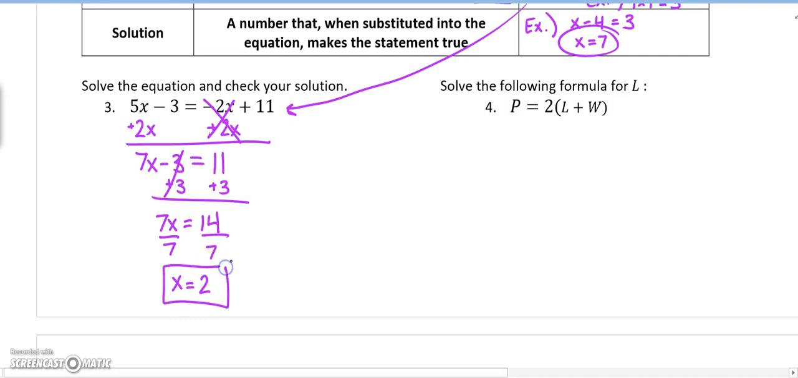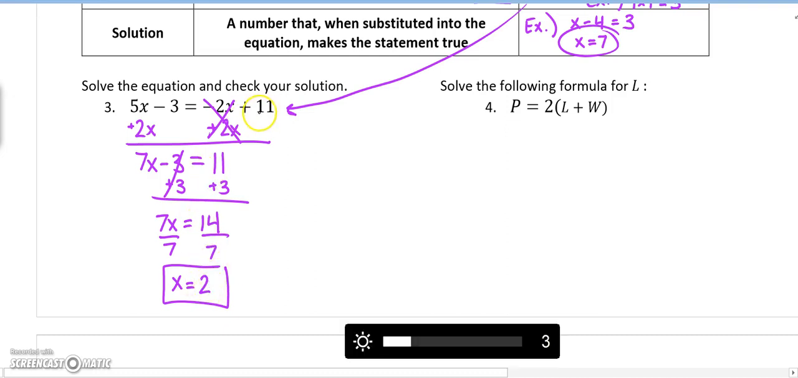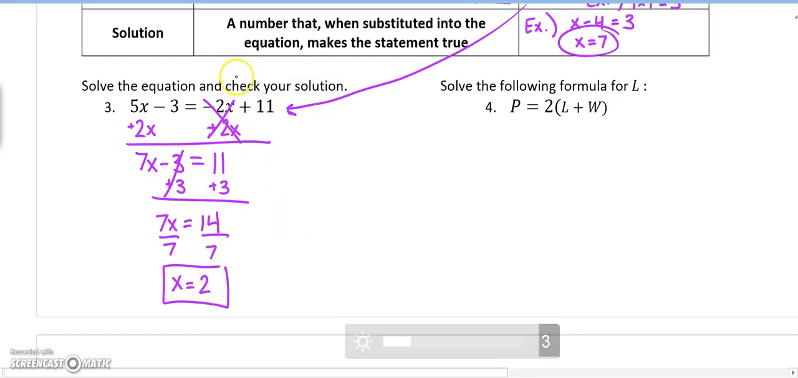And there's my solution. So that means that if I were to substitute 2 back in for both of these x's in the original equation, I should get a true statement, meaning 5 equals 5, or 0 equals 0. If you get something other than a true statement, then you either made a mistake when you were solving or substituted it in wrong. So that's what we mean by check your solution. All right, substitute it back in, make sure you're good.